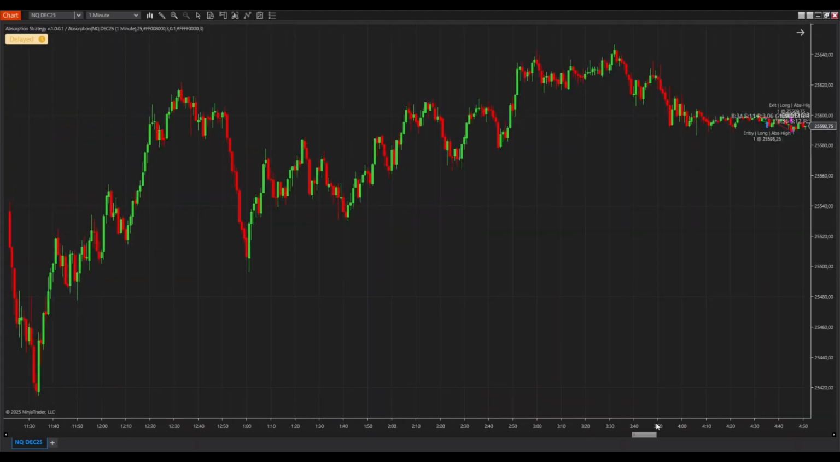Important notes. For backtesting, you should enable tick replay in the chart settings, as we are using our market data tick data methods.